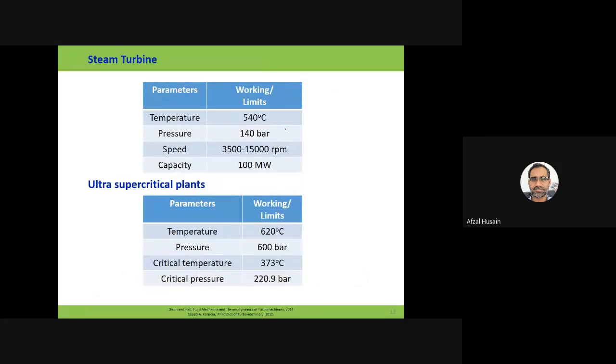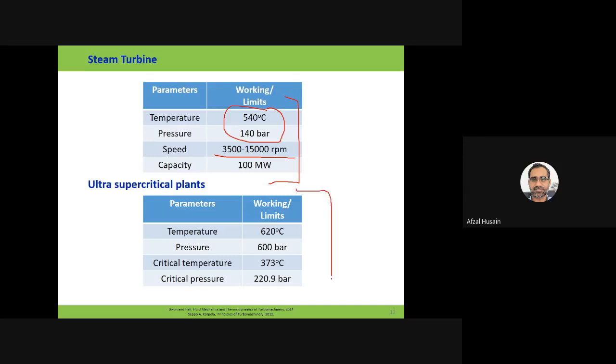And we know that what are the operating conditions for the steam turbines. For the general operating condition, there are low power producing steam turbines, and there are high power producing steam turbines. So this is the limit, and this is basically for the high power producing turbine limit for 100 megawatt power production. So 540 degrees Celsius temperature and 14 megapascal pressure, and the RPM is like 3,500 to 15,000.